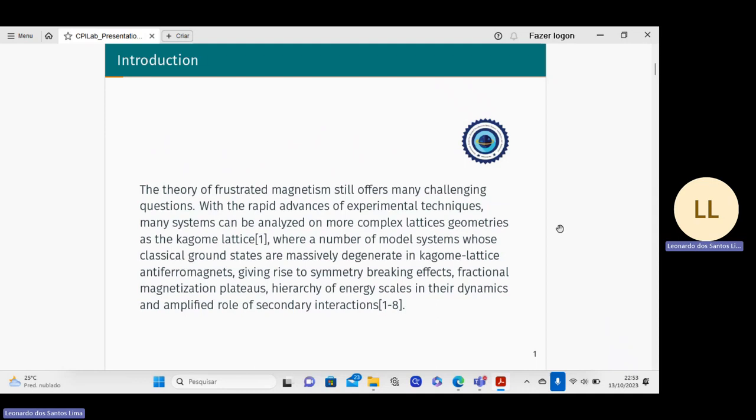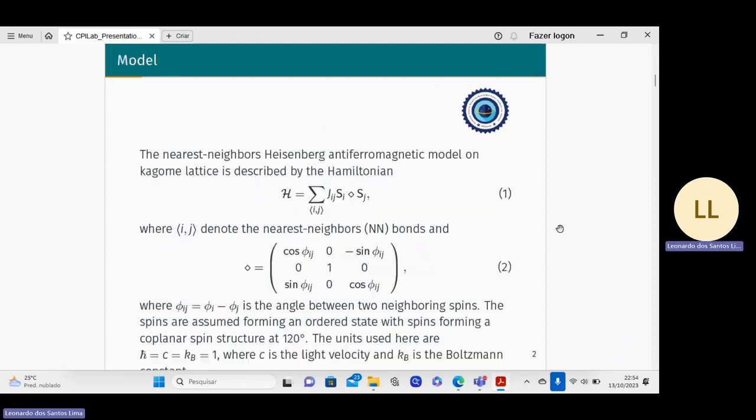With the rapid advance of experimental techniques, many systems can be analyzed on more complex lattice geometries, such as the kagome lattice, where the classical ground state is massively degenerate, giving rise to symmetry breaking effects, fractional magnetization plateaus, a hierarchy of energy scales, and the dynamics and amplified role of the second interactions.